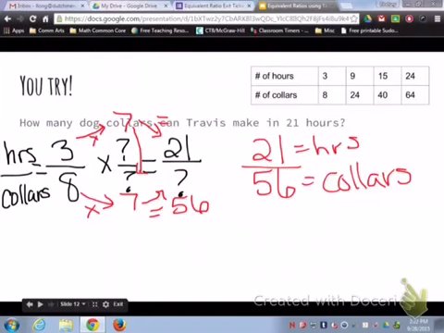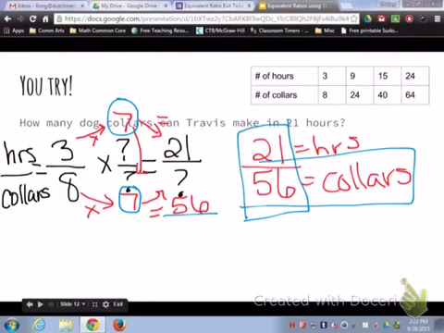Okay, so as you can see, we start off with our hours and our collars with our first term, which is 3/8. So then I need to decide, how do I get from 3 hours to 21 hours? Well, in this case, I know that I need to multiply my 3 times 7 to get to my 21. So then I fill in my 7 on my bottom. 8 times 7 gives me 56. So my new ratio is 21/56. For 21 hours, he can make 56 collars.